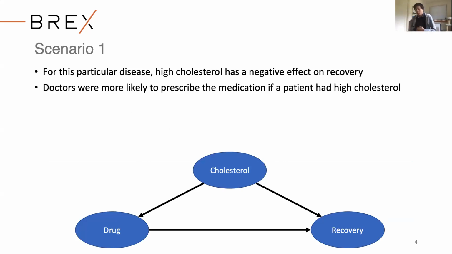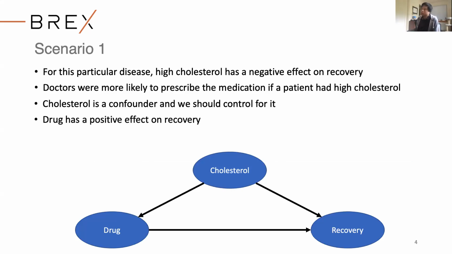All right, so the answer here actually depends on the underlying causal structure. So let's consider this scenario here. Suppose that for this particular disease, high cholesterol has a negative effect on recovery. In this case, doctors were more likely to prescribe the medication if the patient had high cholesterol. So in this case, cholesterol is a confounder. We should control for it. And what the data is telling us is that the effect of the drug itself is actually positive, right? So what's happening here is that people are more likely to take the drug if they have high cholesterol, because the doctors are prescribing it to them, but they're also less likely to recover if they have high cholesterol.